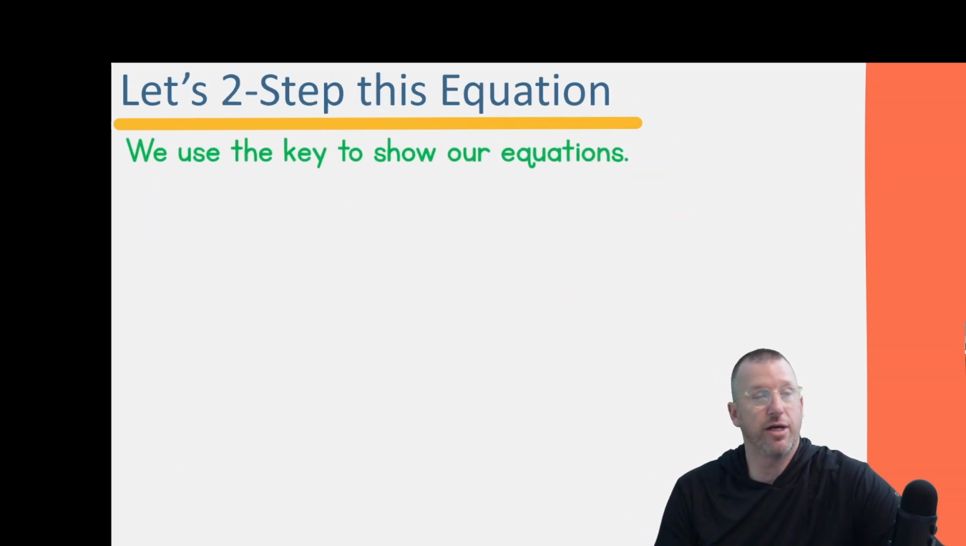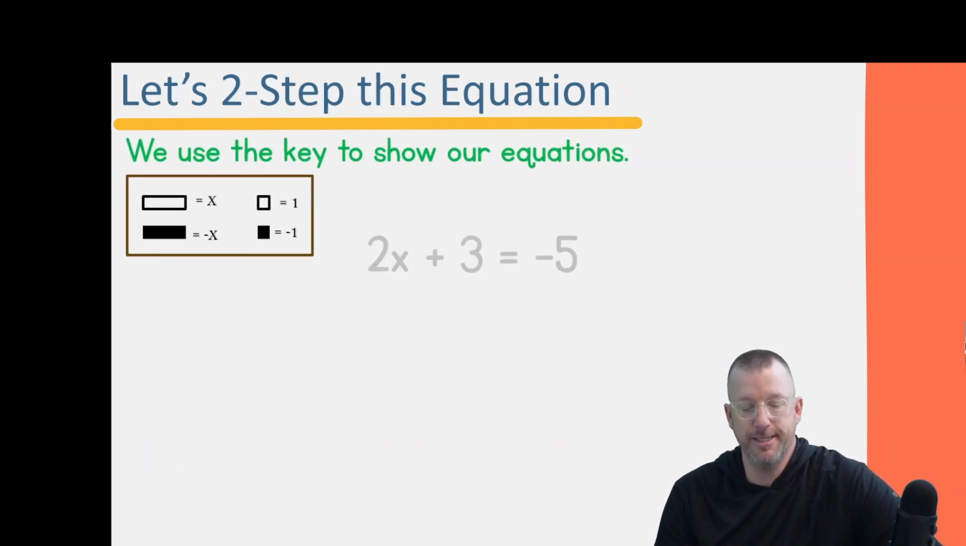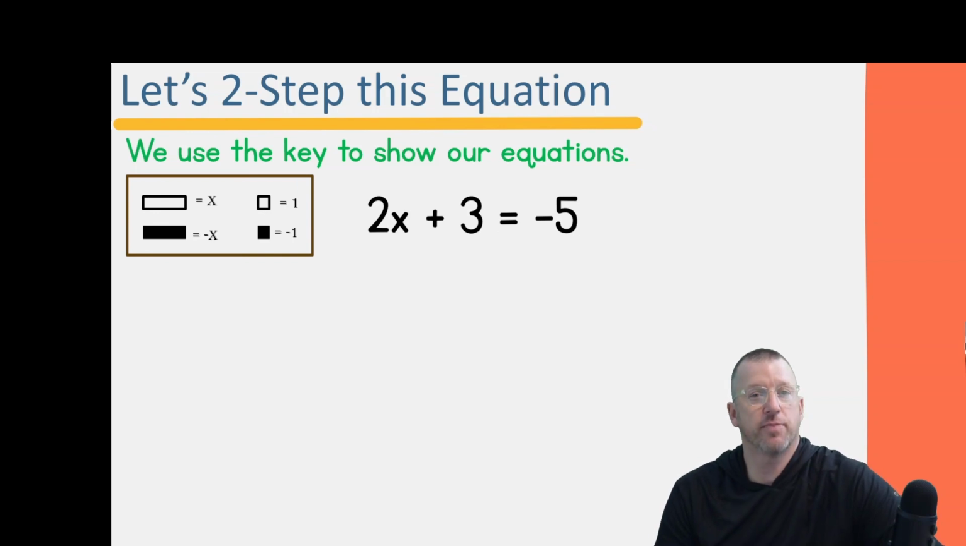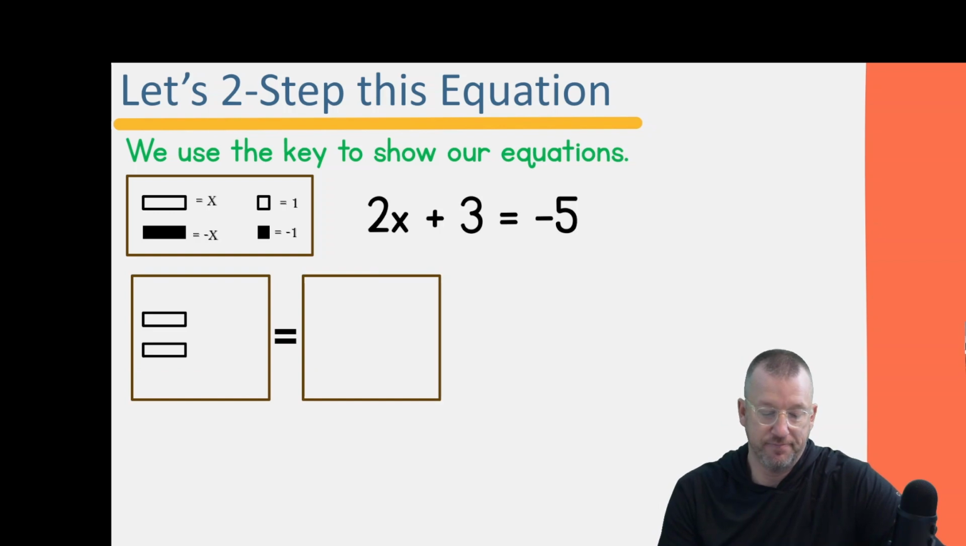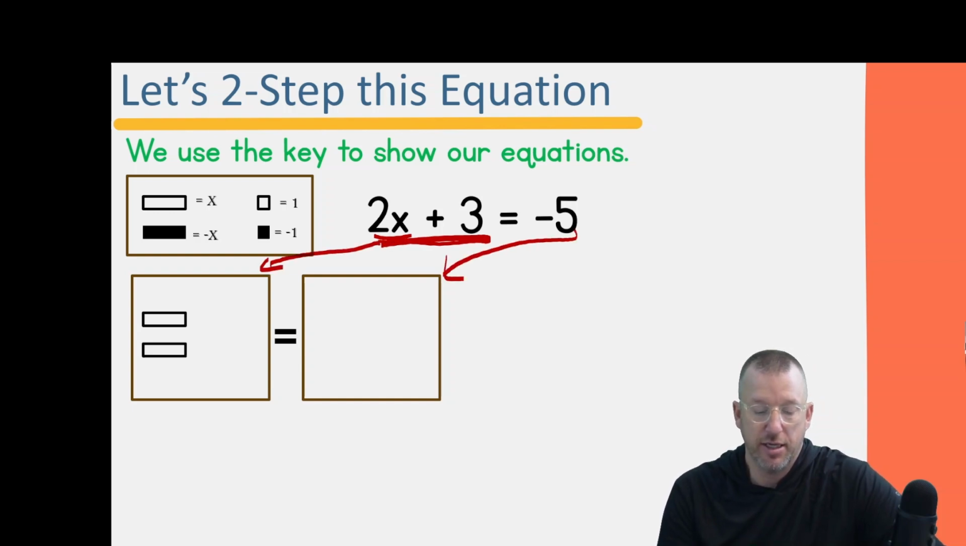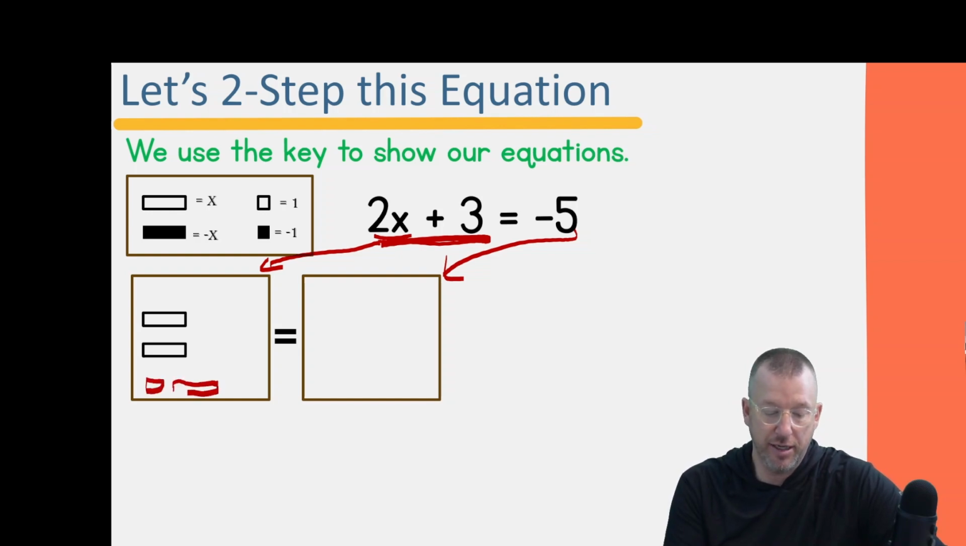So to do two-step equations, it's very similar. We start with our key, and then we look at our equation, 2x plus 3. Let's set up our little box here where we have a scenario where we're going to put 2 x's. This is one side of the equation. So this whole thing is going in this box. So we have 2 x's. Don't mess up and go 2 and then put an x. That does not mean 2x. That means 1 and an x, 1 plus x. To show 2 x's, we're literally going to put 2 x's.